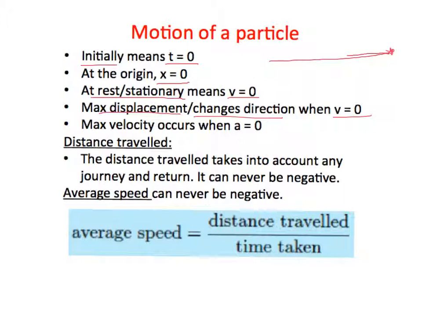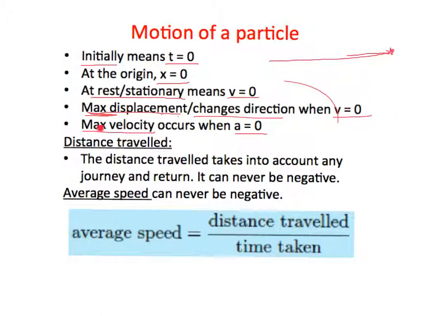Okay, and the maximum velocity occurs when the acceleration is 0. So it's kind of linking in everything you've learned in geometrical applications of calculus about maximum and minimum points. Just because the derivative, the rate of change of displacement, is velocity, you know that when you find the first derivative, that's when a stationary point occurs, which can be a maximum or a minimum. So that's why you can find the maximum displacement when v equals 0.